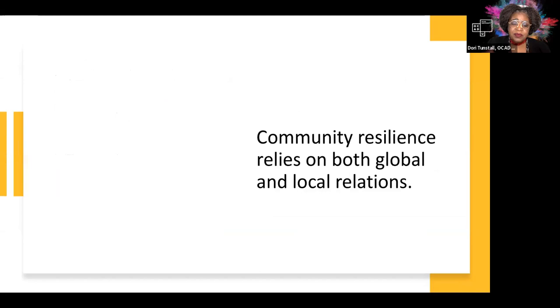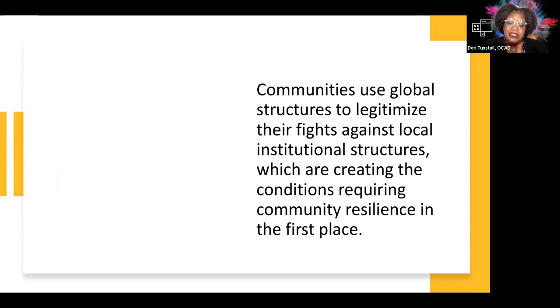So the point that I'm trying to make is that community resilience relies both on global and local relations. And what has been important in these examples is that communities can use these global structures to legitimize their fights against, in many ways, their own local institutions, especially the ones that have been creating the conditions that require communities to be resilient in the first place.